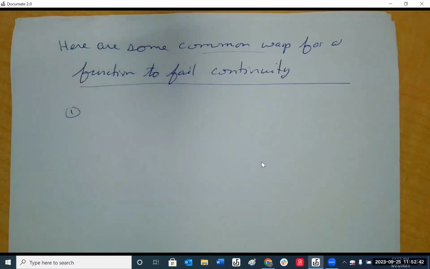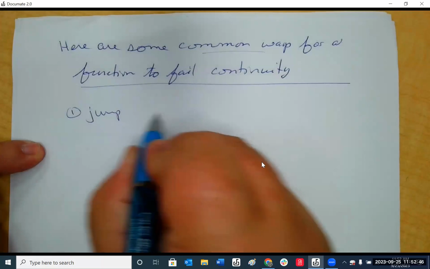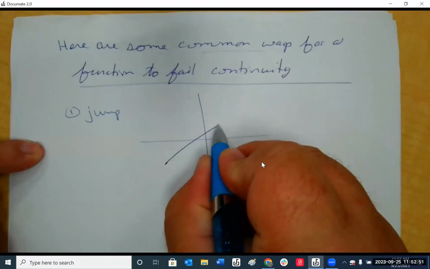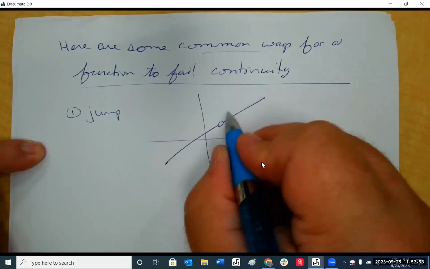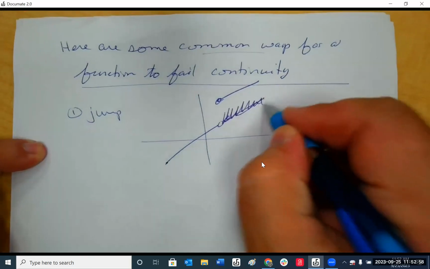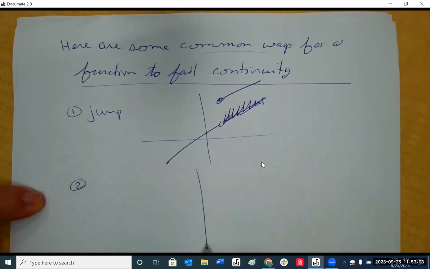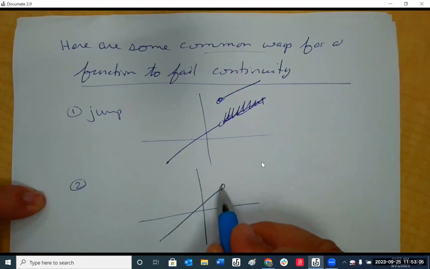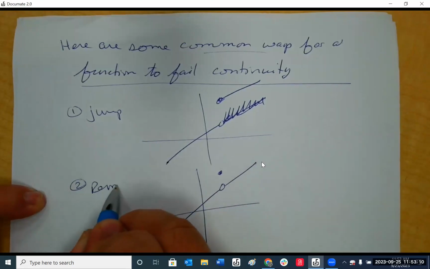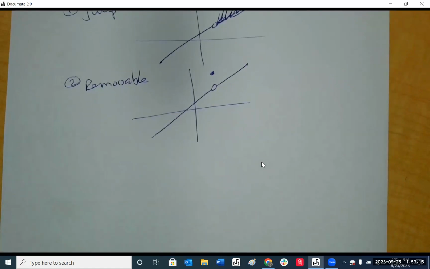We talked about that, yes. Jump. Removable discontinuity. Yeah, give that one. Removable. What else?